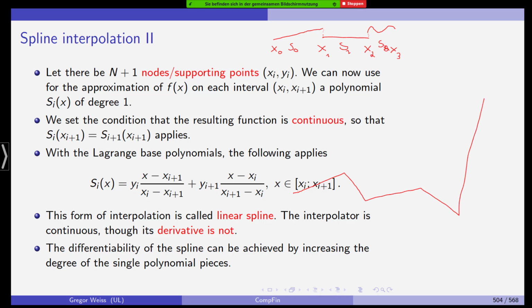Maybe like this. As you can see, this is a continuous function. It's not continuously differentiable, obviously, but this is a first starting point. This is a linear spline. And now to achieve differentiability of the spline, we have to increase the degree of these single polynomial pieces S0, S1, S2 and so on.